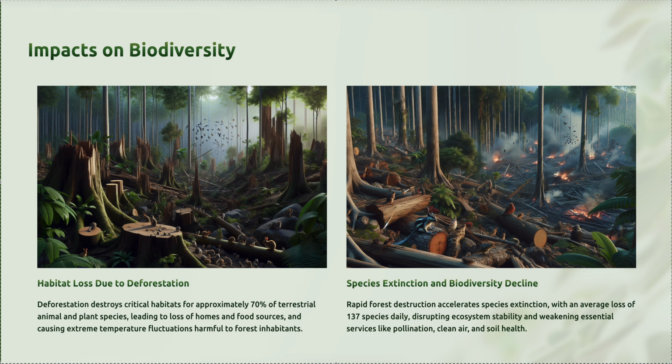Deforestation has severe impacts on biodiversity. One of the most immediate effects is habitat loss. In fact, around 70% of terrestrial species rely on forests for food and shelter. When these forests are destroyed, animals and plants lose their homes, leading to population declines. Additionally, rapid forest destruction accelerates species extinction. On average, 137 species are lost every day due to habitat destruction.